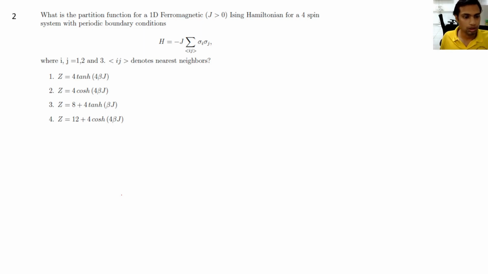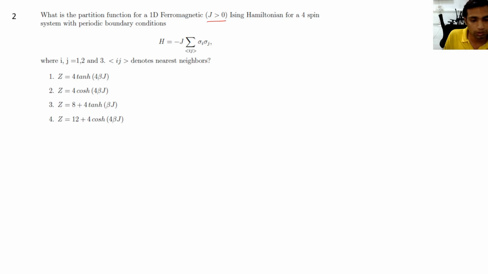It is asking what is the partition function of a 1D ferromagnet, J greater than 0. J greater than 0 represents a ferromagnet. Why? Because the system wants to minimize the energy, and the minus sign is already there and J is positive. So this quantity has to be positive so that the energy is lowered.